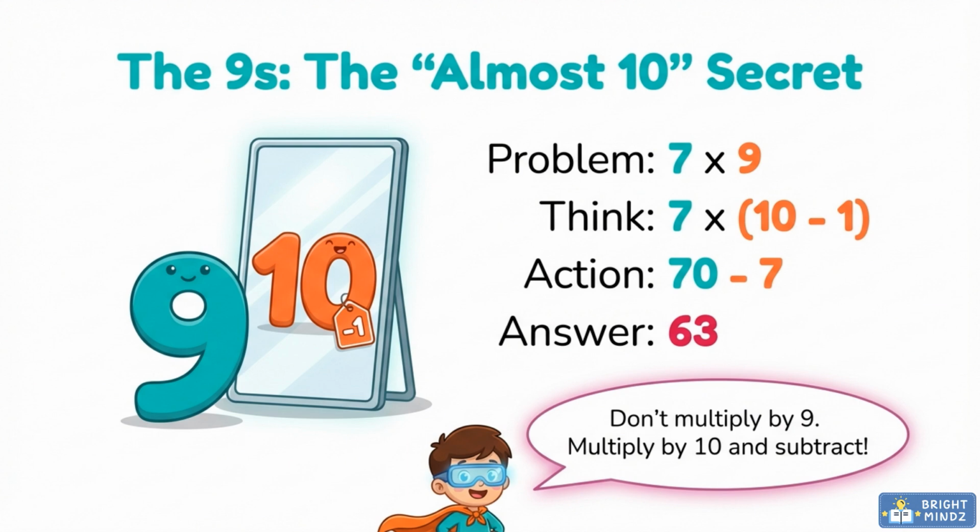When you see times 9, think almost 10. Rewrite the problem as your number times 10, then subtract your number once. So for 7 times 9, imagine 7 times 10, which is 70. Now subtract one group of 7. 70 minus 7 is 63. In general, times 9 means times 10, then subtract that number.